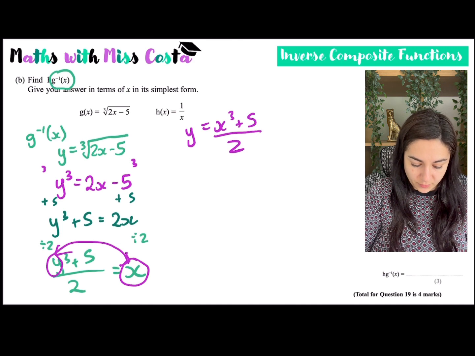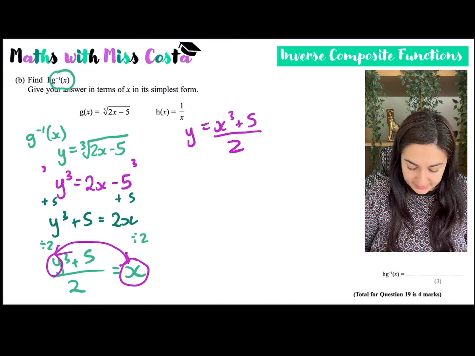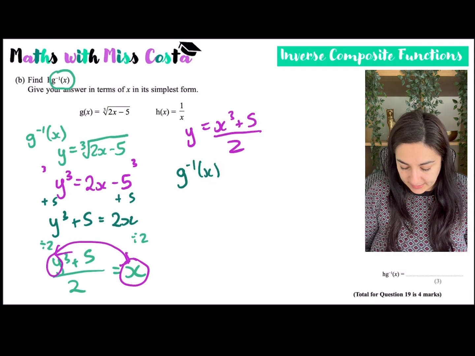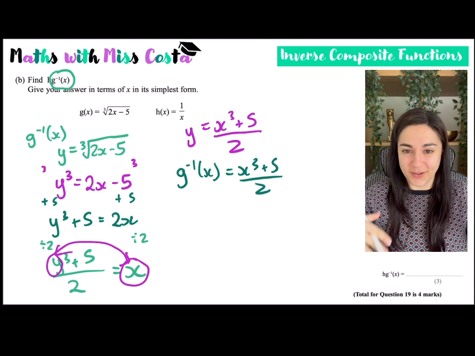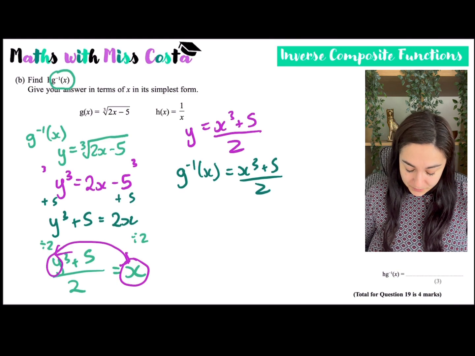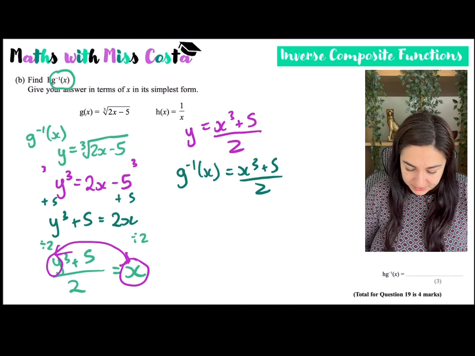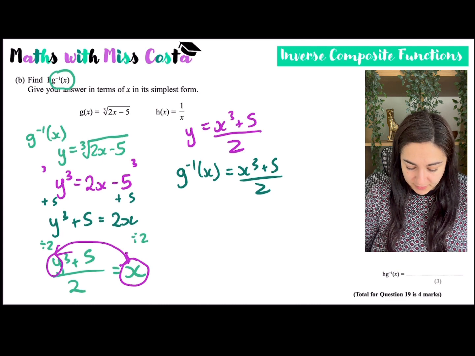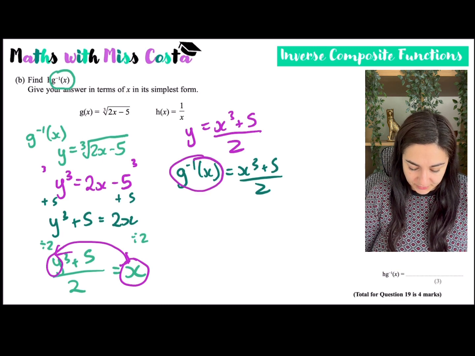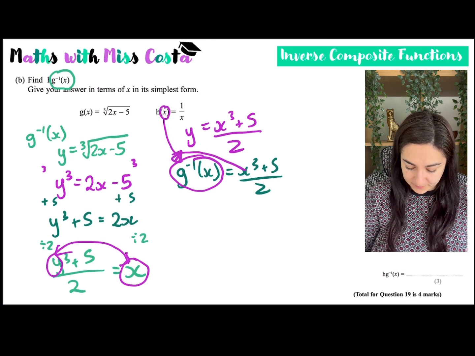And instead of y, what you're going to say is g minus 1 of x equals x cubed plus 5 over 2. There's videos where I go into the whys about this, but it's quite a long explanation for an exam video. So that's g minus 1 of x. And then what I want to do is put this function into h. So wherever I see x, I'm going to put this essentially.